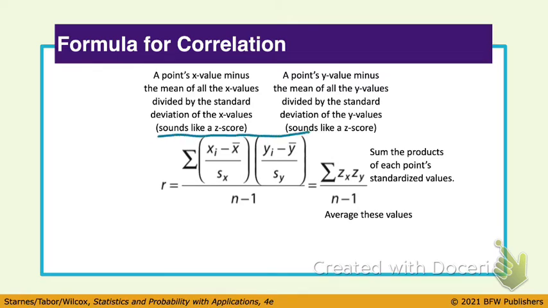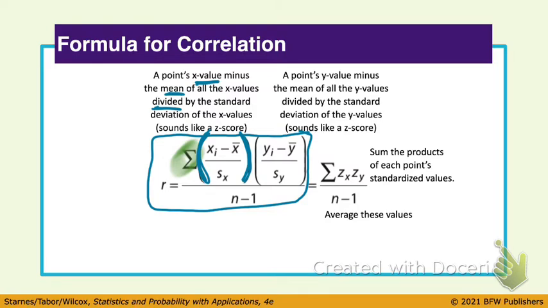So here's the formula for correlation right here. It's the summation. That's what this little sigma right here is about, the summation of, and then this first parenthesis right here. If you notice, it is the x value of a point minus the mean of the x values divided by the standard deviation of the x values. I think that sounds very much like a z-score. Value minus mean divided by standard deviation. And that's exactly what it is.